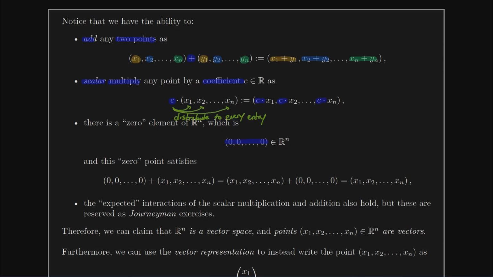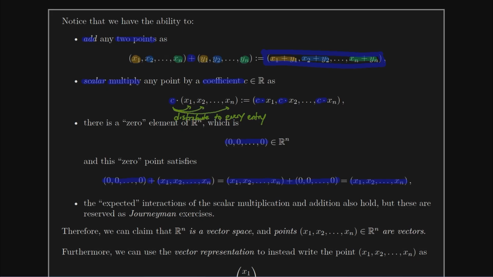Well, 0 happens to be the point of all zeros. And if I were to add 0 to any other point in Rn, the output is going to be exactly the point I started with, right? Because of what we accomplished up top. If I add zeros to every single entry, I'm not going to change any of the entries.